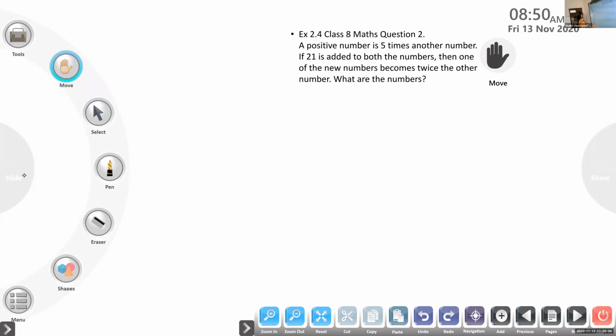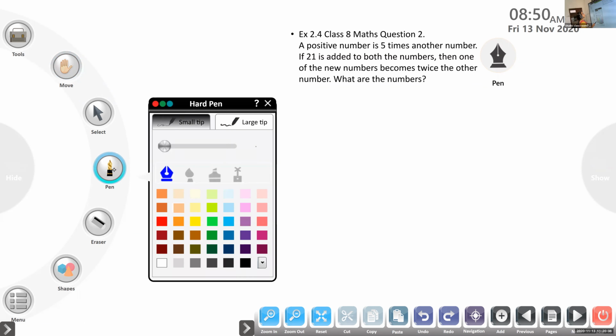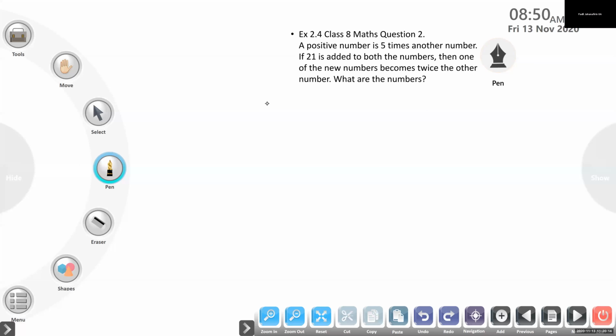Did you all write the question? Children, did you write the question? Okay. Now we have two numbers. A positive number is 5 times another number. We have two numbers, a positive number and another number. The positive number is 5 times another number.